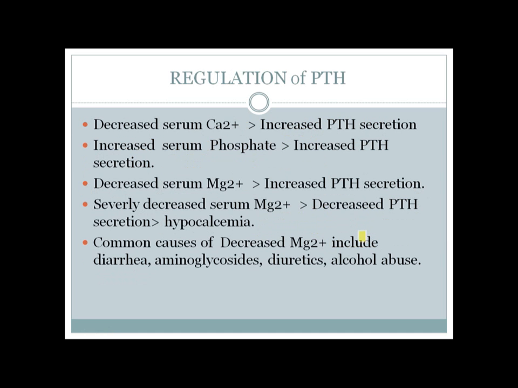Parathyroid hormone is regulated by multiple factors. One is calcium, another is phosphate, and another is magnesium. Whenever someone has a decreased serum calcium, or hypocalcemia, it stimulates the secretion of parathyroid hormone, which would ultimately correct the calcium problem. Whenever someone has an increased serum phosphate, it will stimulate the secretion of parathyroid hormone, which will ultimately correct the phosphate level and reduce it to normal.